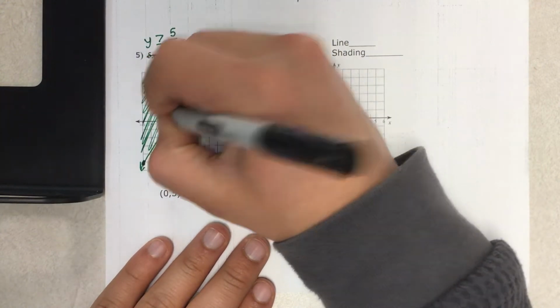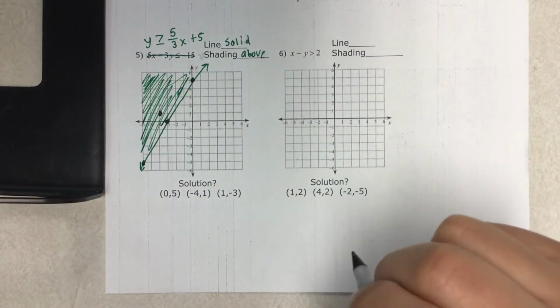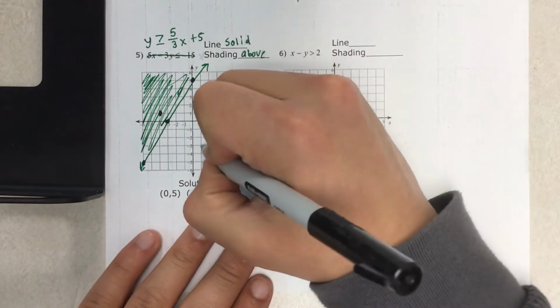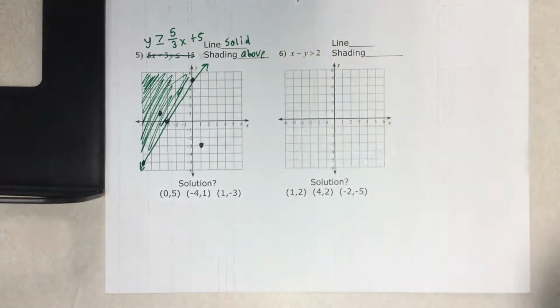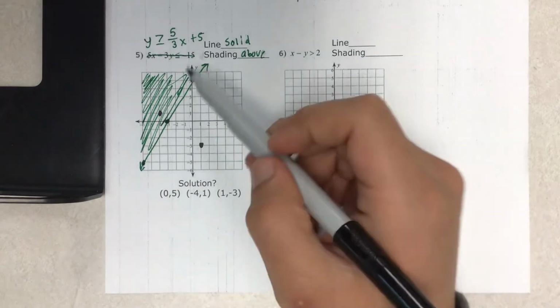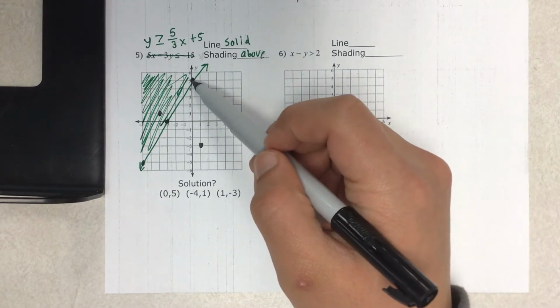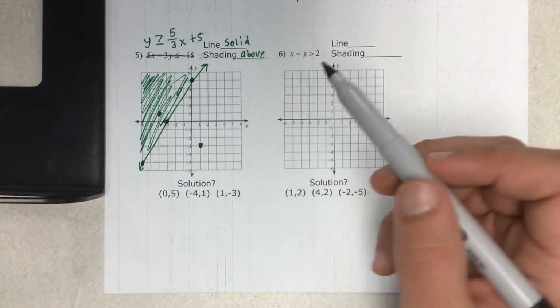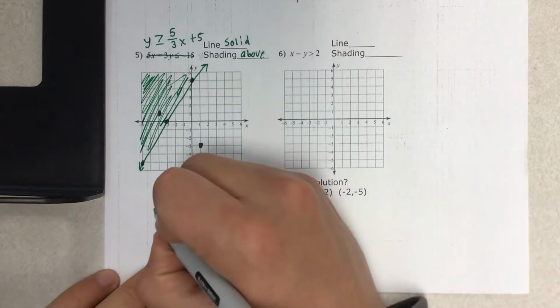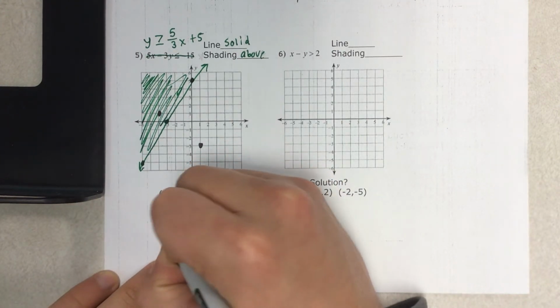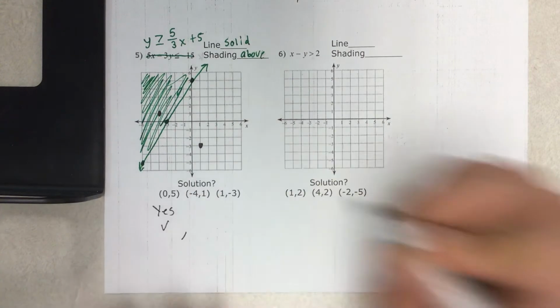There we go. Now it's working. Negative 4, 1. And 1, negative 3. Way over here. Okay? So 0, 5. That's right on that solid line, right? So if it's on a solid line, that means yes, it is a solution, okay?